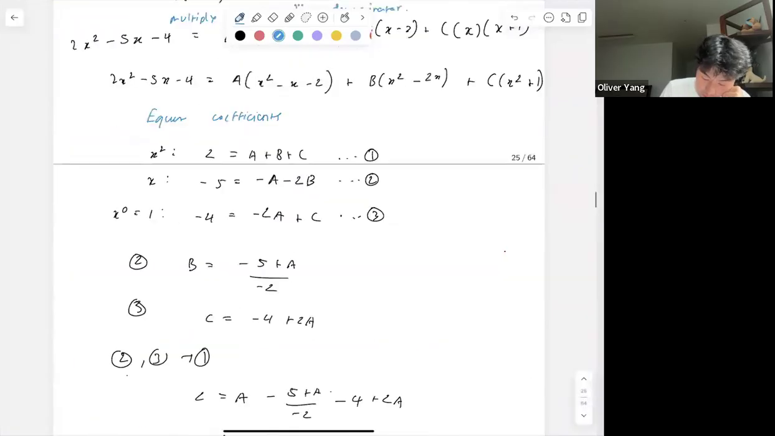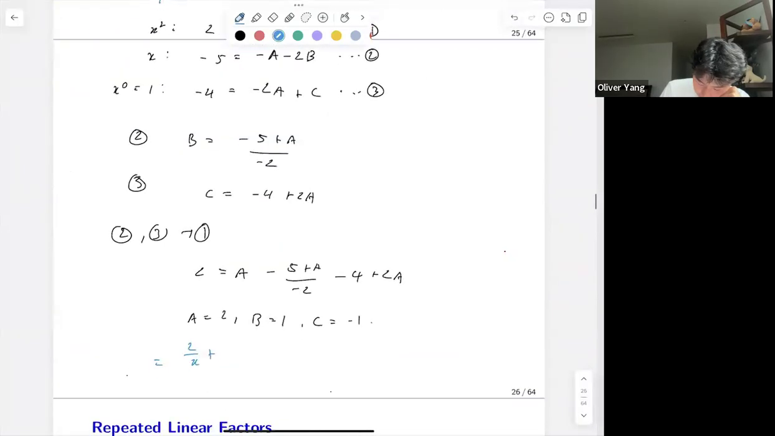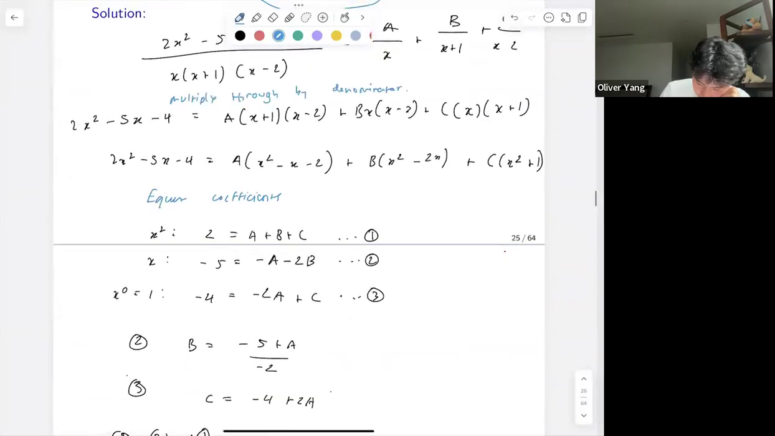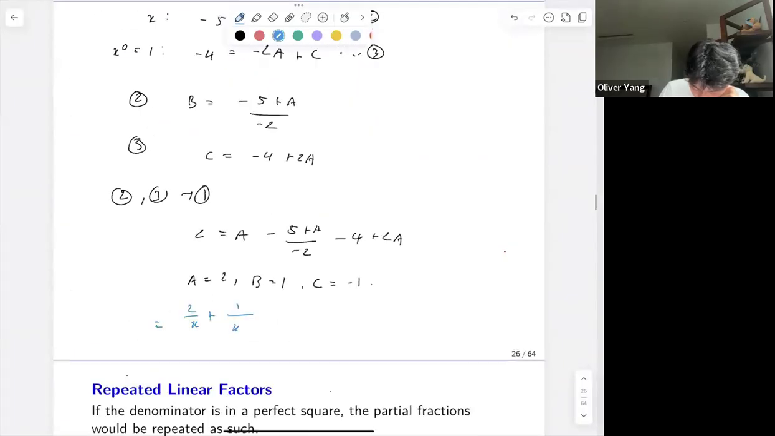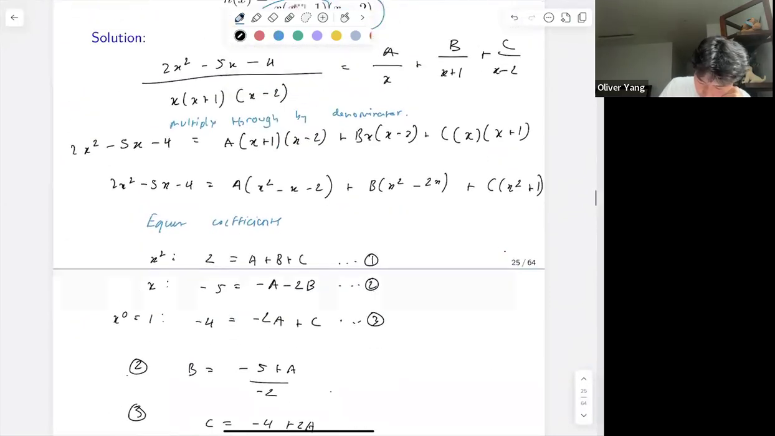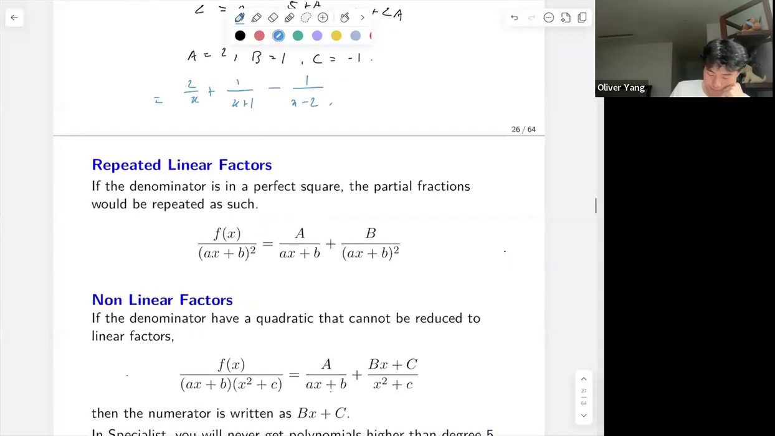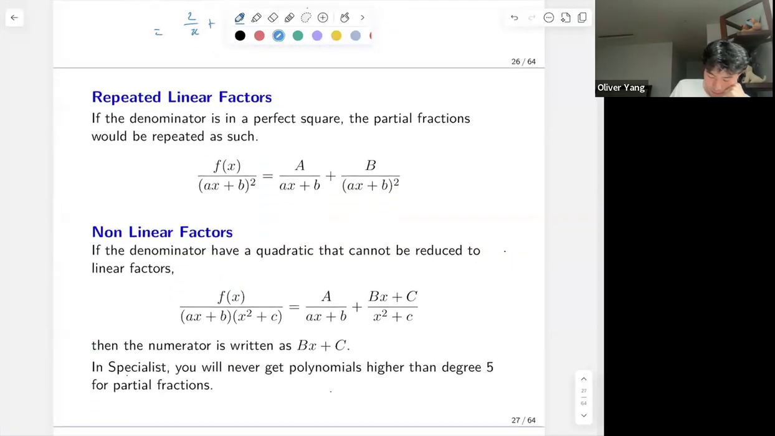And you should be rewriting this in partial fractions, right? So 2 over x plus 1 over x plus 1 minus 1 over x minus 2. So, sorry, let's put that down. x minus 2. Okay, cool. Does that make sense? And then you can just integrate this. So yeah. All right, cool.